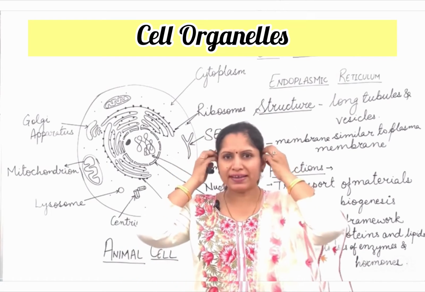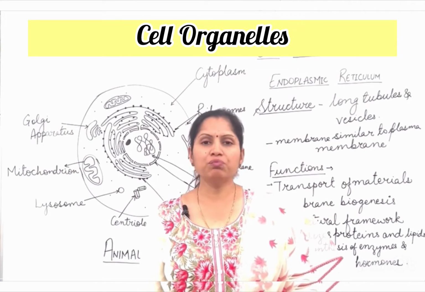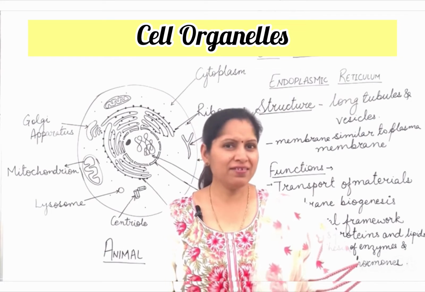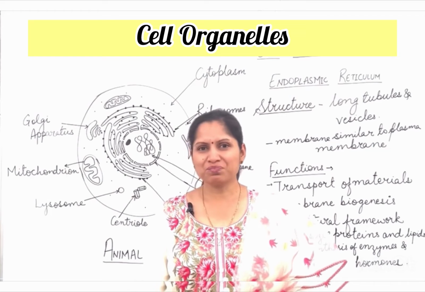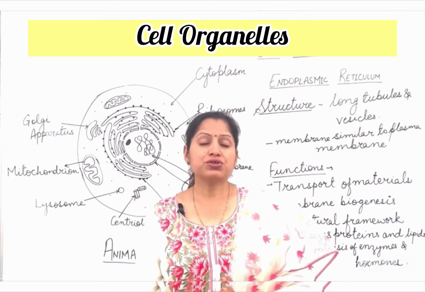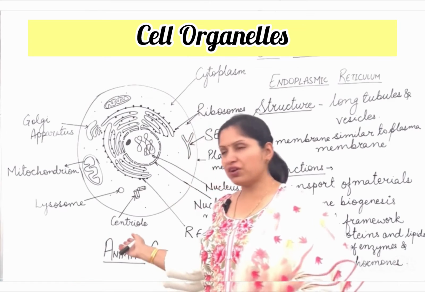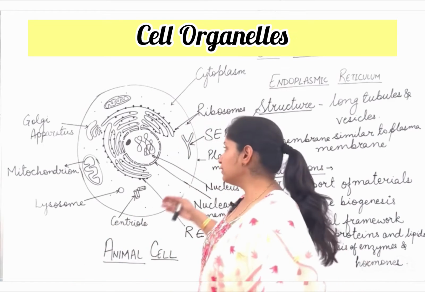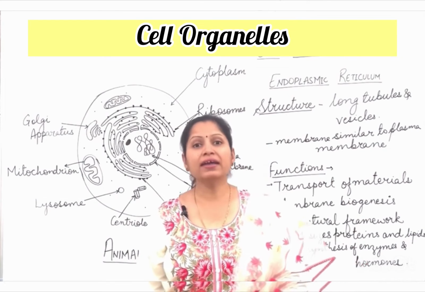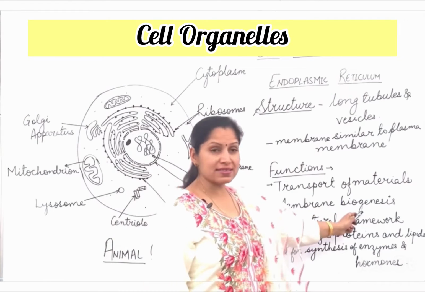Do you all remember while teaching plasma membrane, I told you all that plasma membrane is made up of proteins and lipids, and I asked you all to remember that. From where are these proteins and lipids coming? I hope now you are able to guess that. That is from the endoplasmic reticulum. So, proteins required for plasma membrane synthesis come from rough endoplasmic reticulum, and the lipids required come from smooth endoplasmic reticulum. And that is why one of the functions of endoplasmic reticulum is membrane biogenesis.